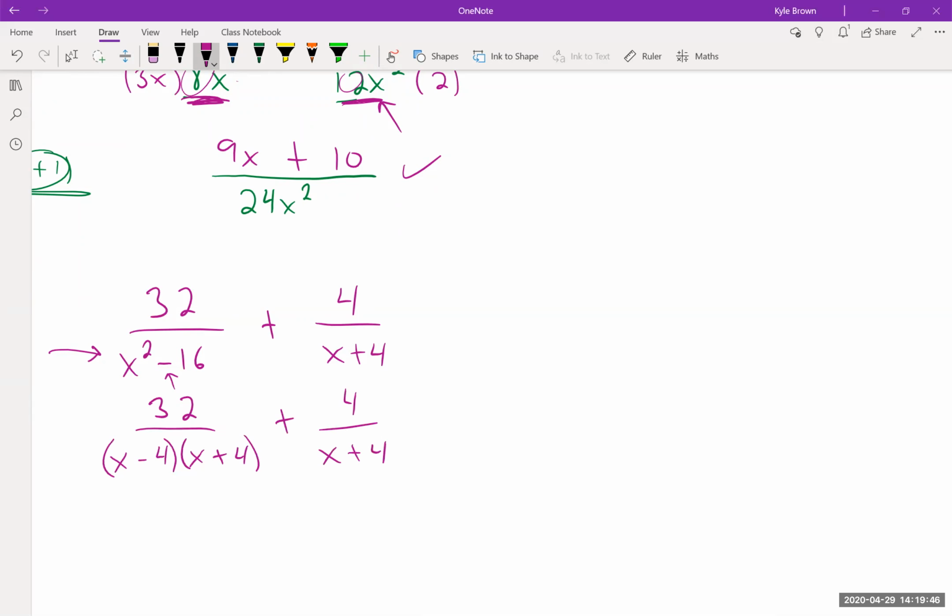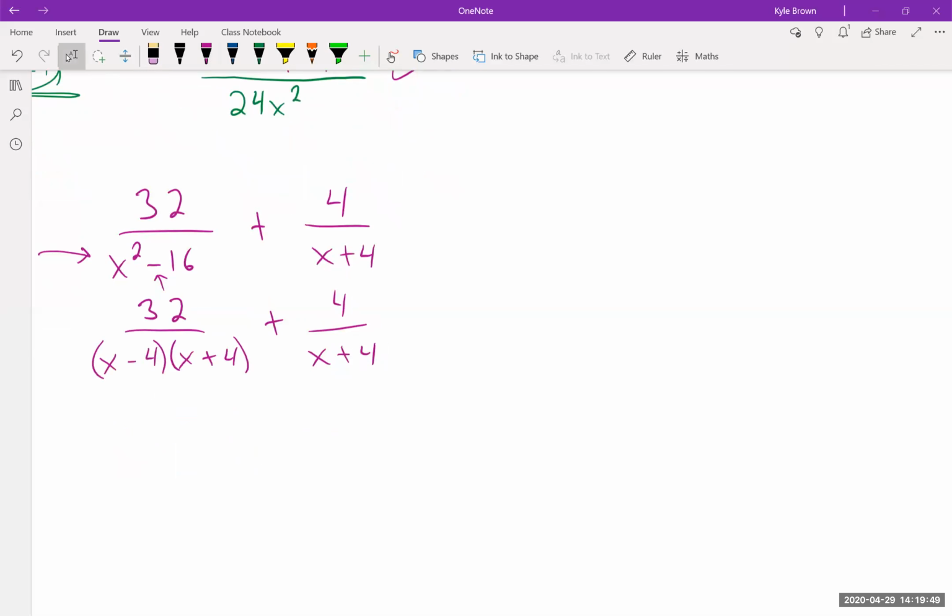So now it's a little easier to see what my lowest common denominator is here. This one has an x minus 4 and an x plus 4, and this one has an x plus 4. So the only thing I'm missing on this one is an x minus 4, and then they'd be exactly the same. So I know my lowest common denominator, which I can write down right now, is x minus 4 and x plus 4. That's what they can both go into. I just need to change this one a little bit and it'll look exactly the same.